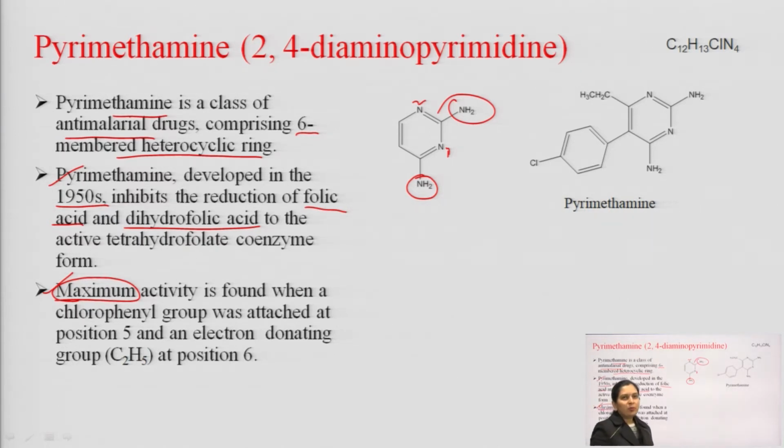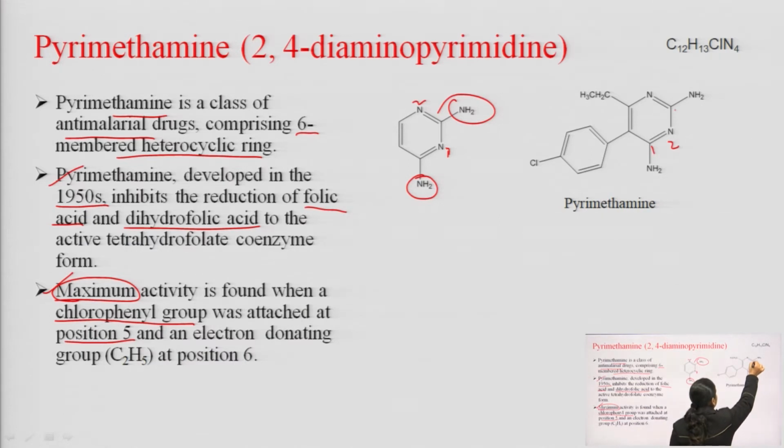So, we find that pyrimethamine is highly active when a chlorophenyl group is attached at position 5. We count 1, 2, 3, 4, 5 and 6. So, we see that if there is a chlorophenyl... sorry, I made a mistake in the numbering, just give me 1 minute.